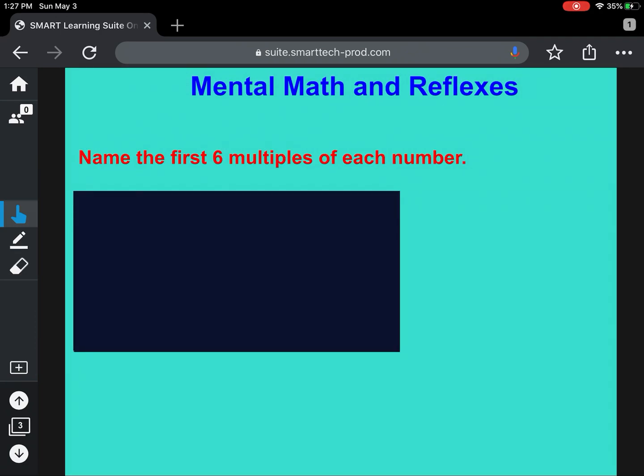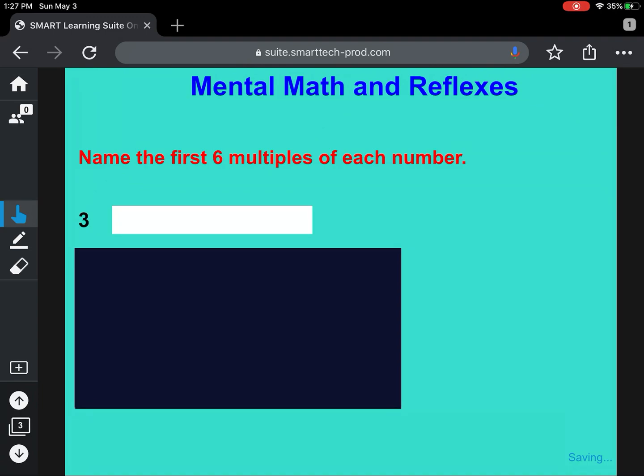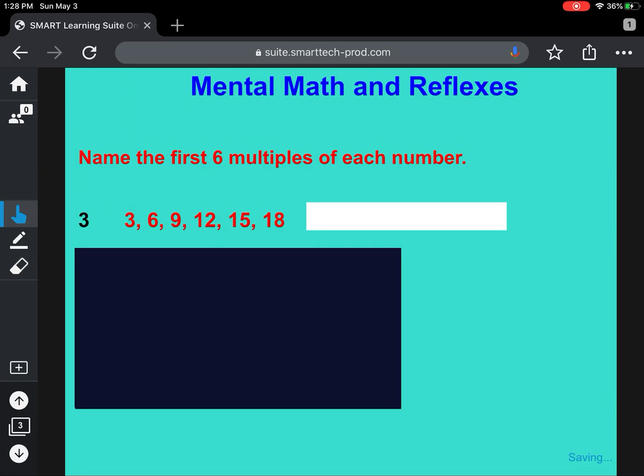This time you need to name the first 6 multiples of 3. I want you to pause the video now and write the first 6 multiples of 3. Then turn it back on once you have your numbers written. For the first 6 multiples of 3, you should have written 3, 6, 9, 12, 15, 18. Now let's try a hard one.